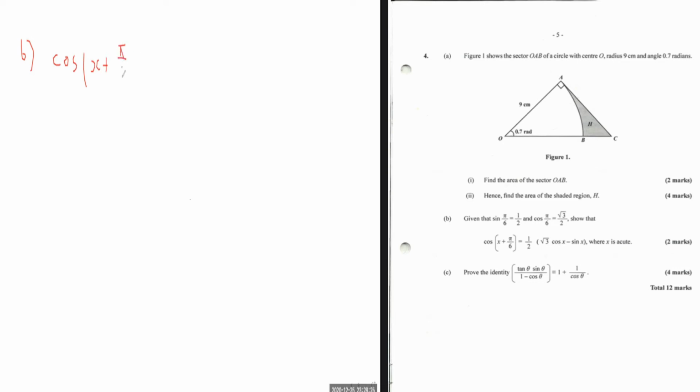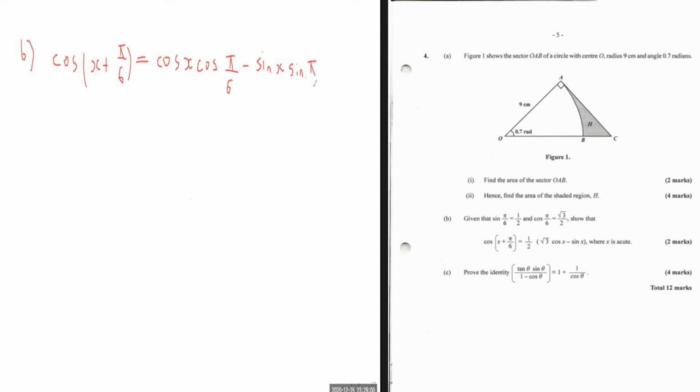Now, first thing is to expand the cos of x plus pi by 6, it is cos minus sine. So all we need to know is that this is going to be equal to cos x times the cos of pi by 6 minus sine x times the sine of pi by 6. Cos minus sine. So it's cos x times cos pi by 6 minus sine x times the sine of pi by 6. Nice and easy.